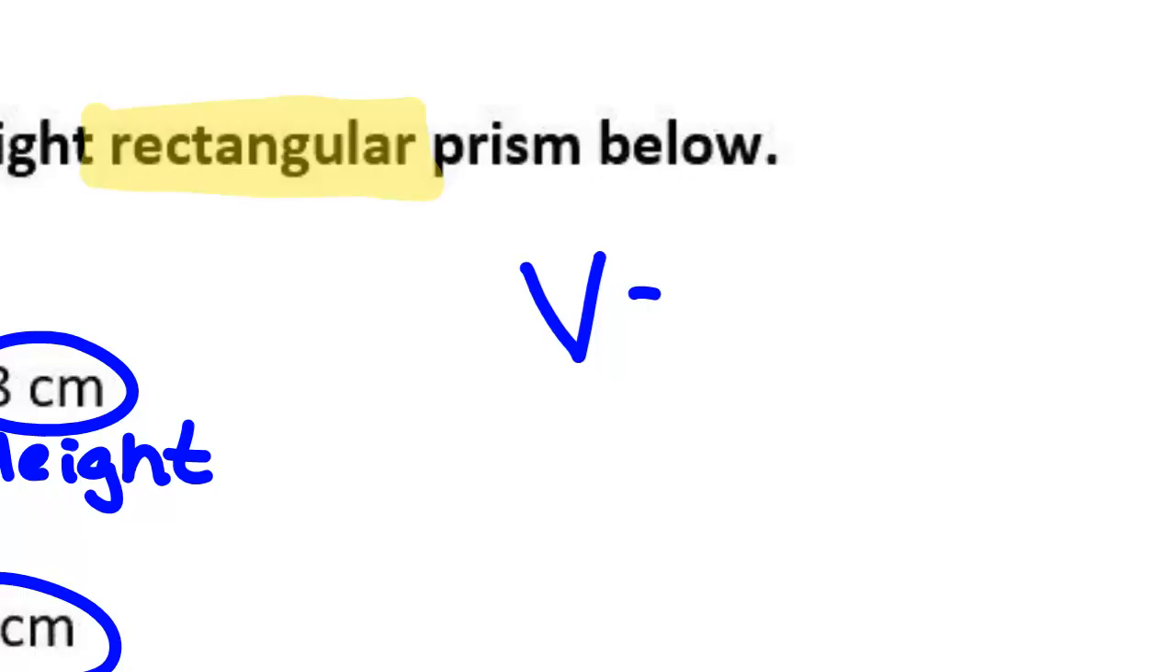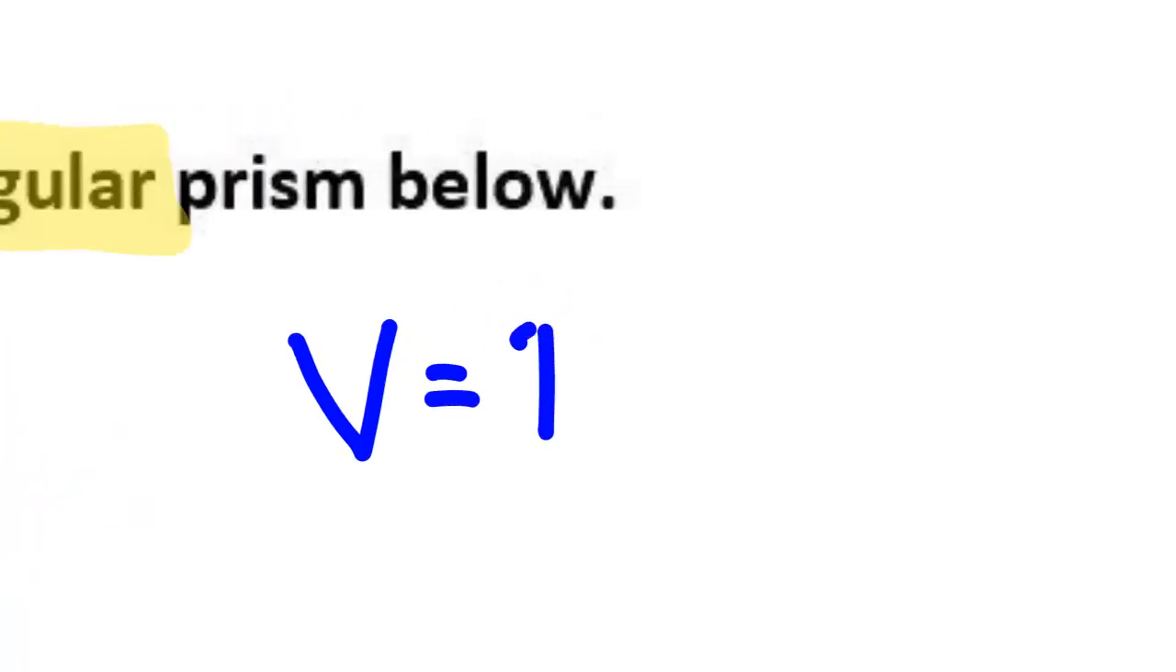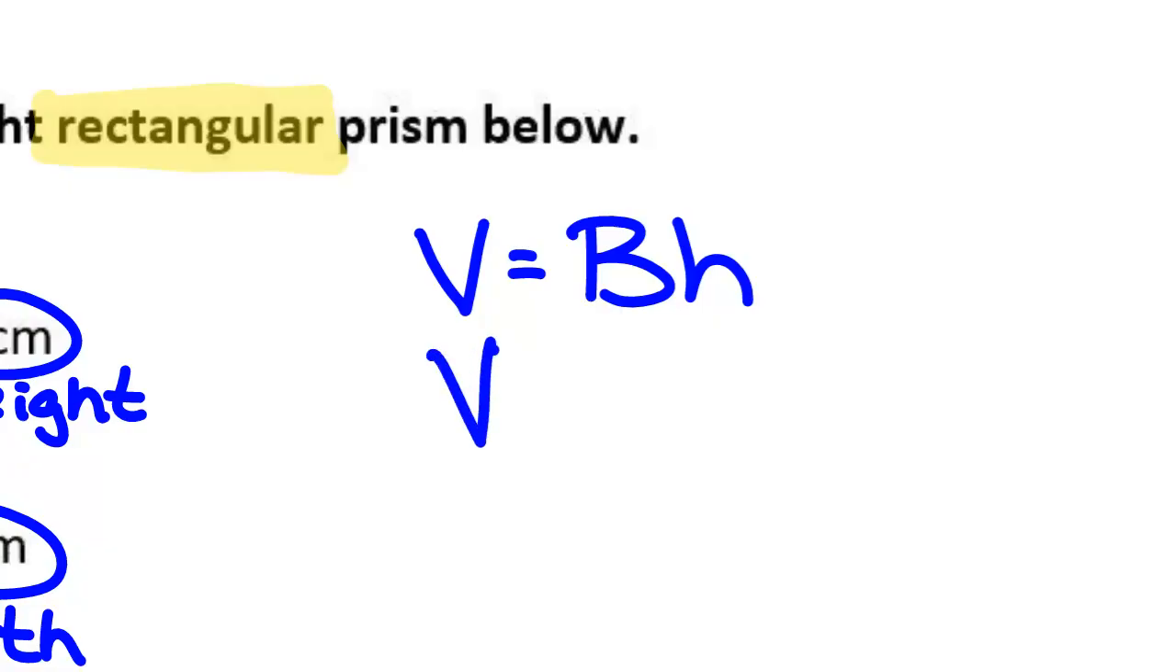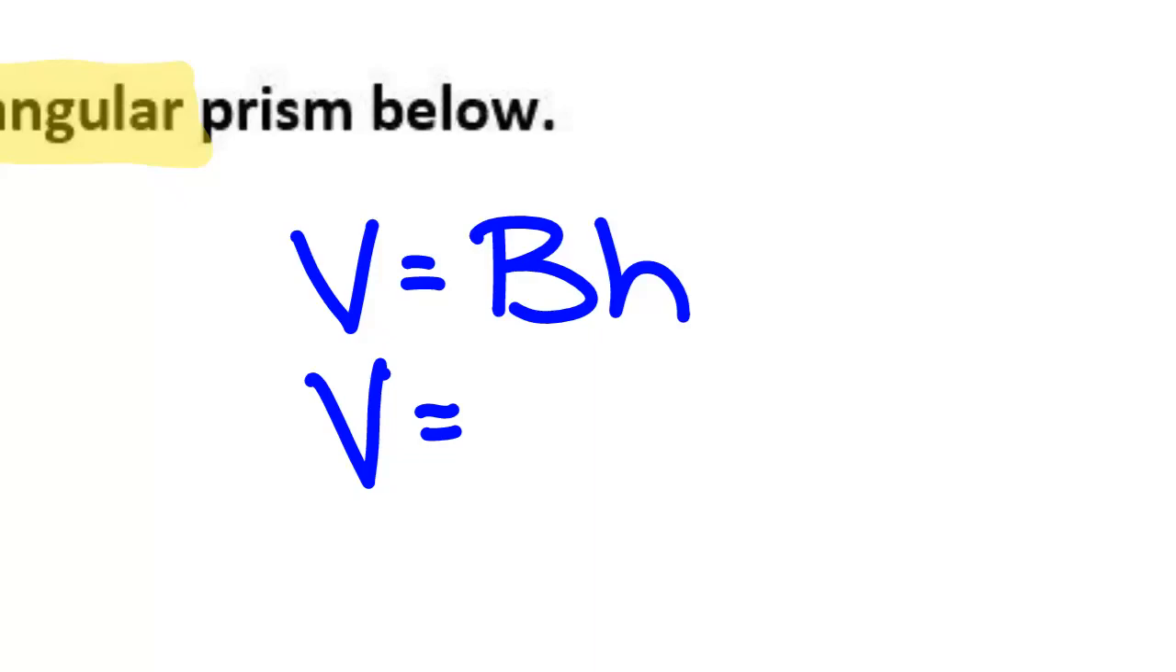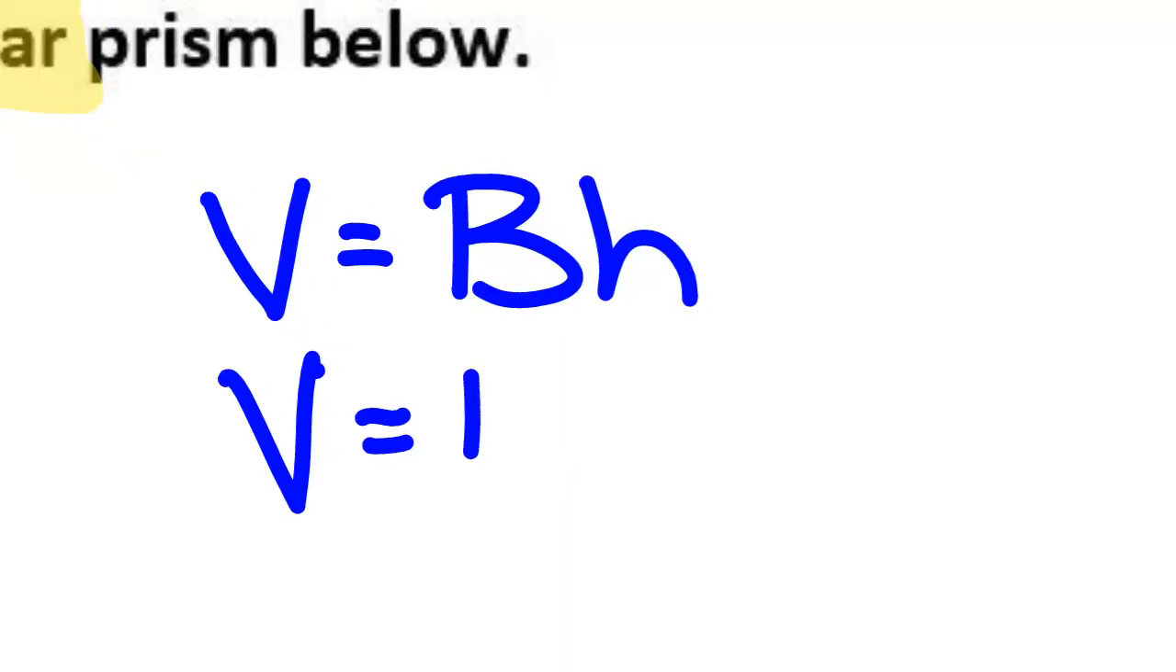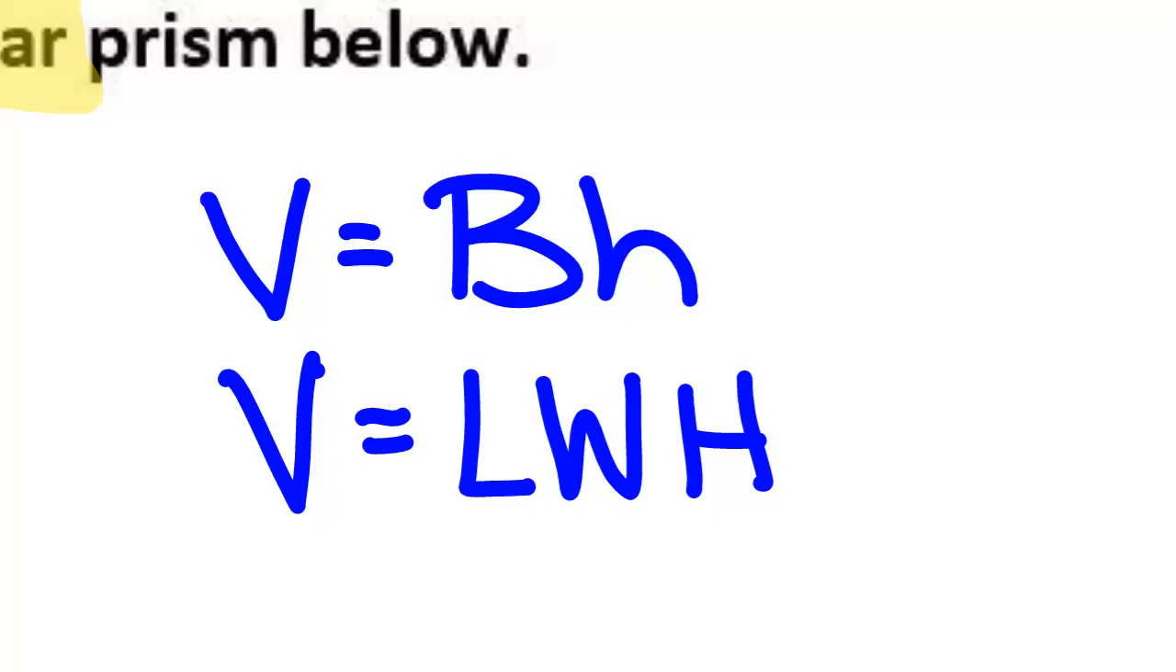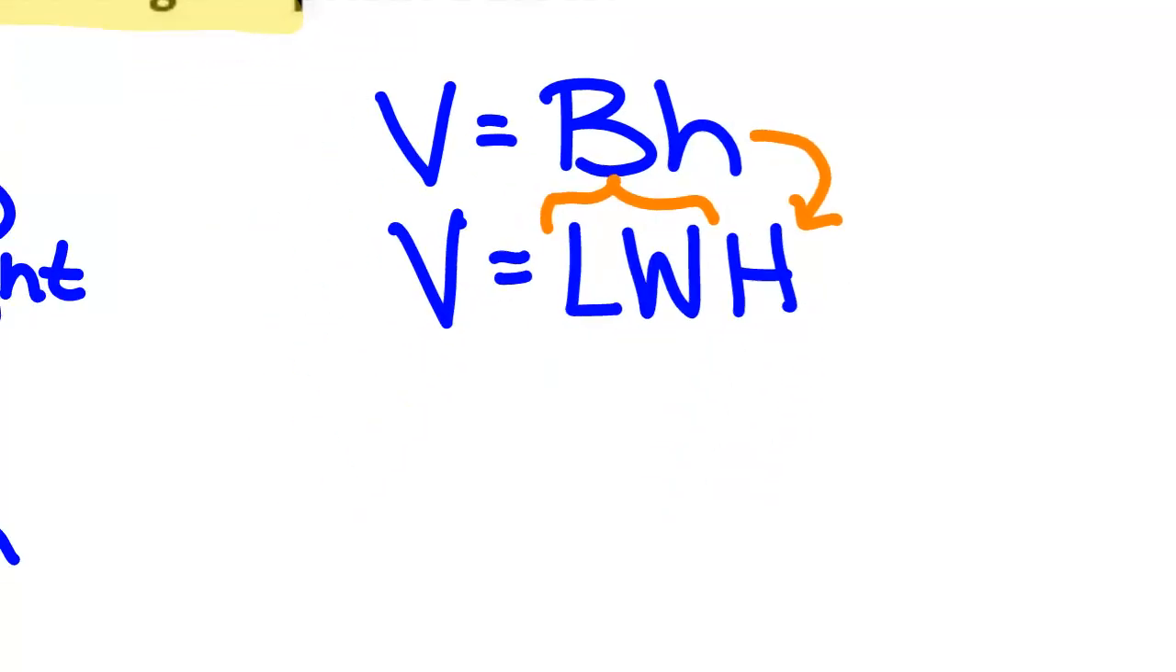So volume first. We need area of the base times the height. But for a rectangle, how do you find the area of a rectangle again? Length times width. So length times width times height. Length times width is the area of the base. And then height, we just change it from a lowercase to an uppercase, but it has the exact same meaning.